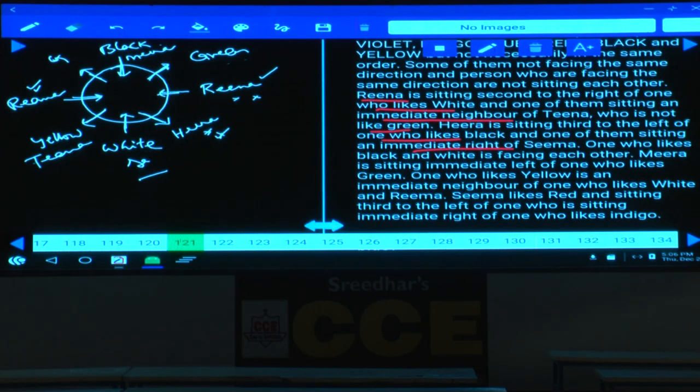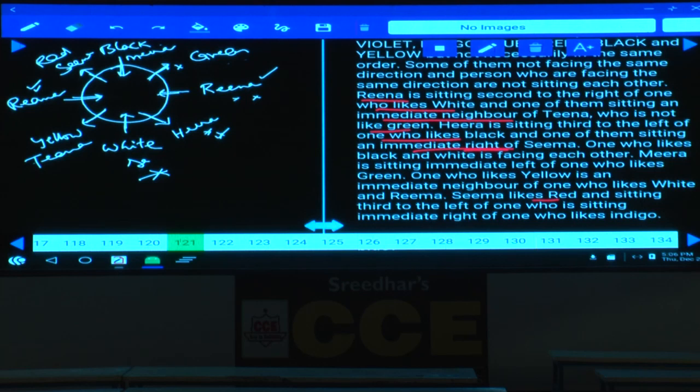Now Seema, and at the same time, Seema likes red color, that is clearly given. As Seema likes red color, Seema cannot be here, Seema cannot be here. Hence where should this Seema be? Seema must be here. And this Seema likes which color? Seema likes red color. Done? Seema likes red color.